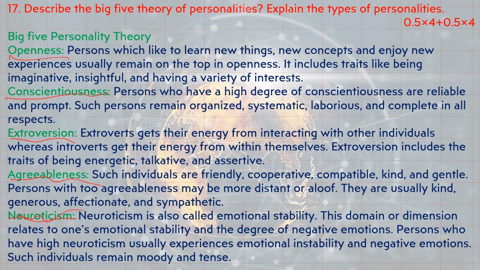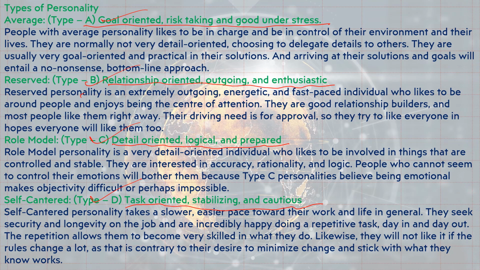Question 17 now. Describe the Big Five theory of personality. Explain the types of personality. So the Big Five theory: openness, conscientiousness, and next extroversion, agreeableness, and neuroticism. These are the five big traits. After that, types of personality: type A, type B, type C, type D. See, I have made it very short for you people.